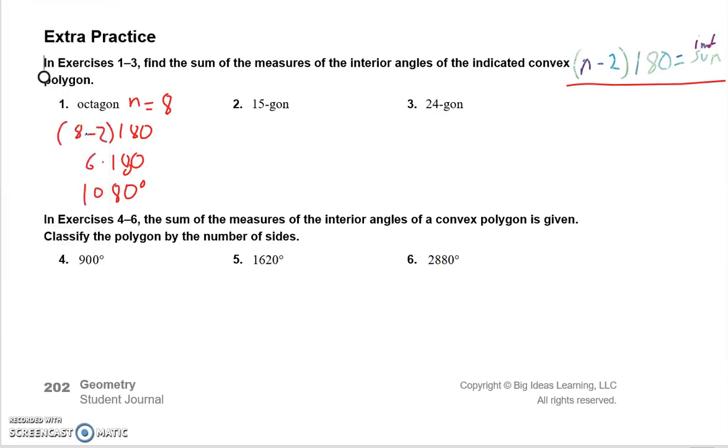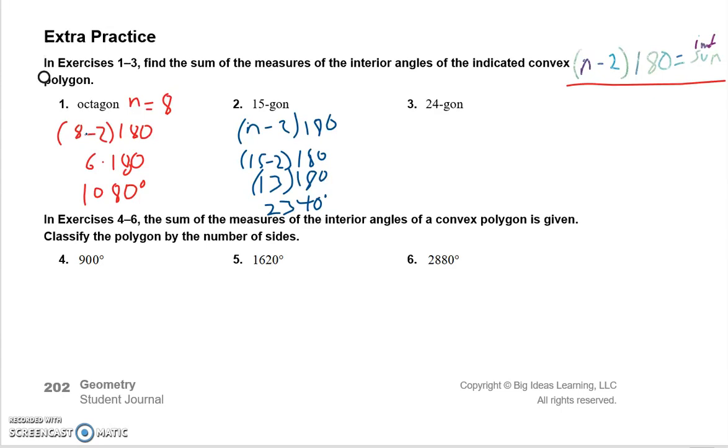When you get past a certain number, you don't really have easy names for these. So same formula, n minus 2 times 180. This time your n is 15. So it's going to be 15 minus 2 times 180. That's going to be 13 times 180, which is 2340. So this one is 2340 degrees.